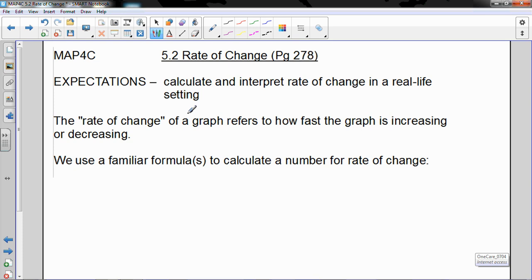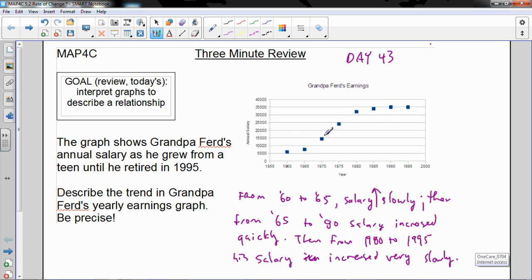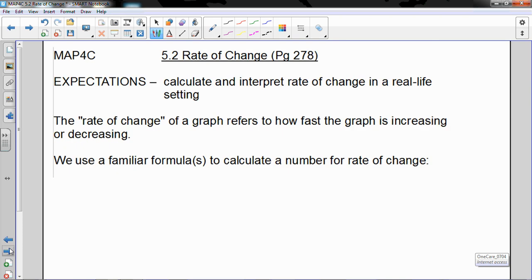We use a familiar formula to calculate a number for rate of change. So we talked about slow and fast, but how fast is it actually changing? Well, we use average rate of change, which is rise over run. Well, that's just the slope, isn't it? We talked about rate of change way back in grade 9 as rise over run. We didn't call it average rate of change, but that's what it was. The slope was the average rate of change.